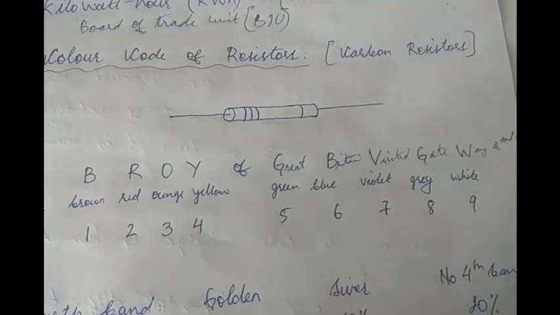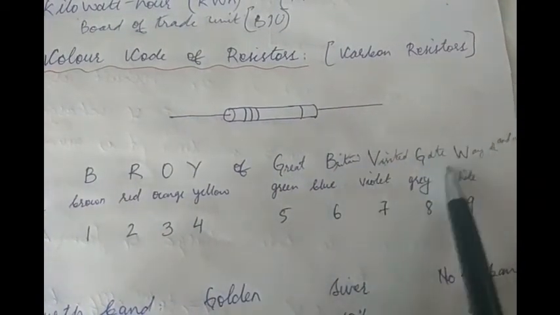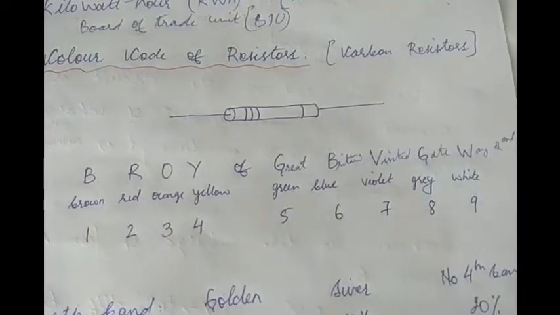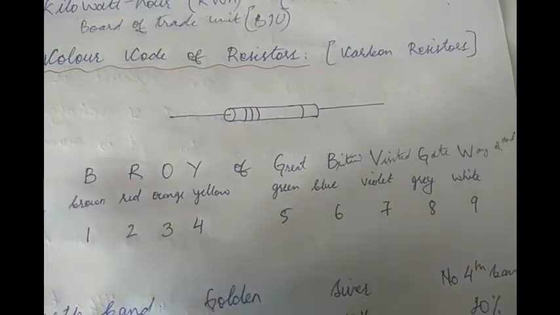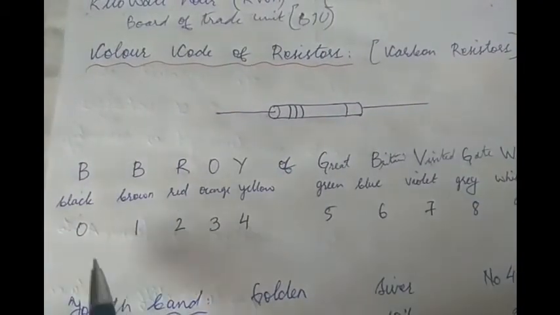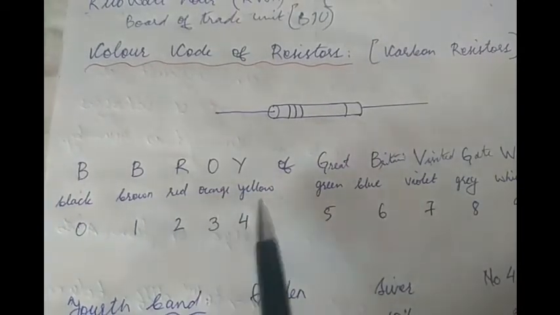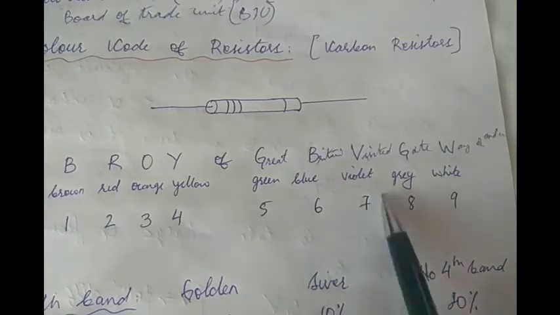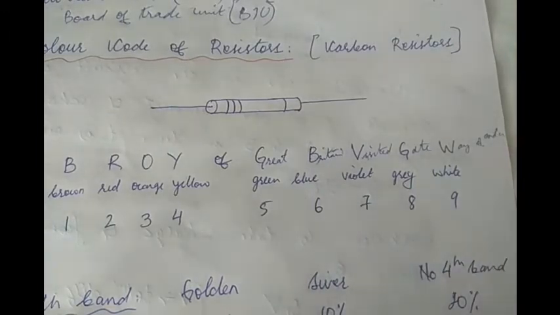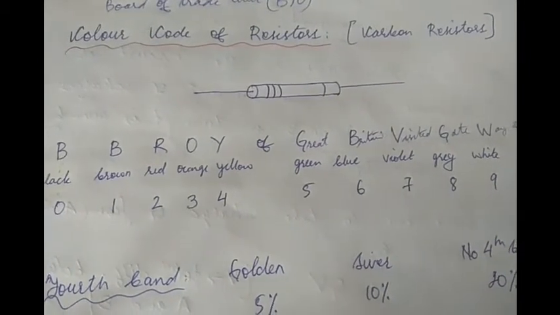So this is one famous mnemonic. You can create your own mnemonic also. B.B. Roy of Great Britain had very good wife, or something like that. So see, this black color has value 0, brown has value 1, red is 2, orange is 3, yellow is 4, green is 5, blue is 6, violet is 7, gray is 8, and likewise white is 9. So these are, you can say, the values of the different colors.